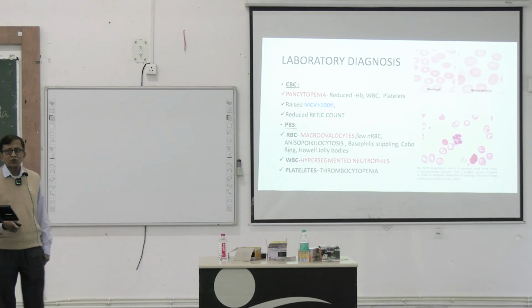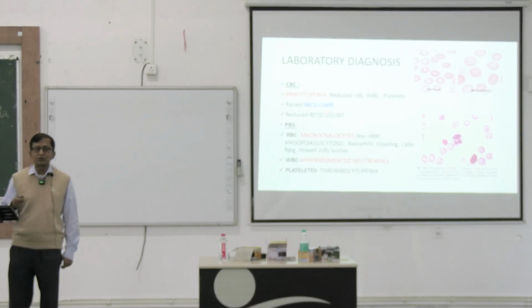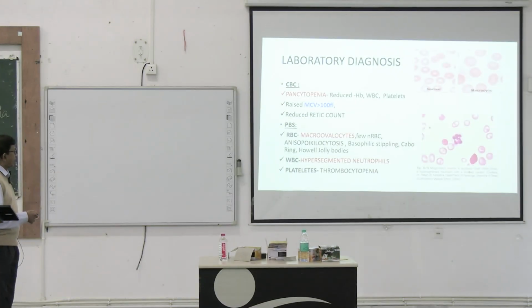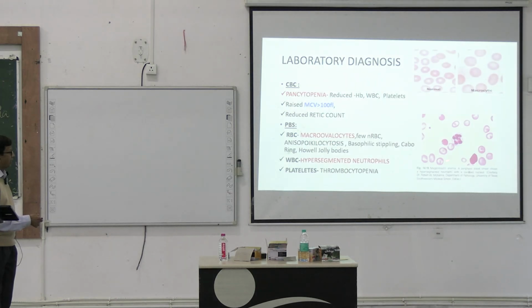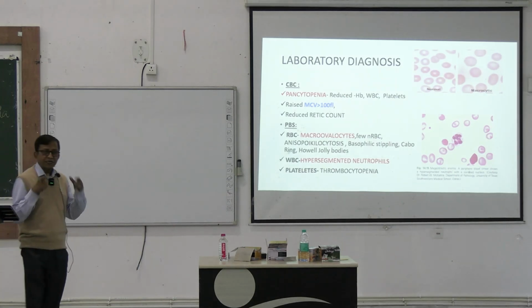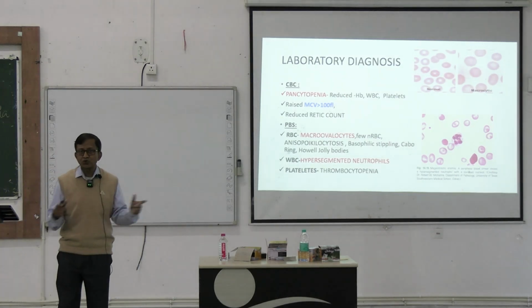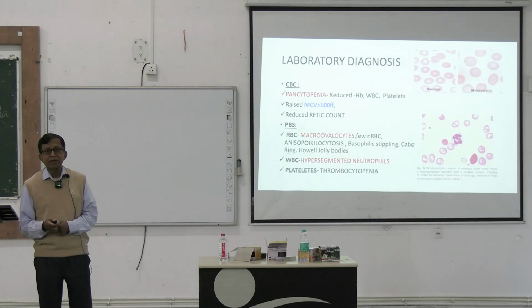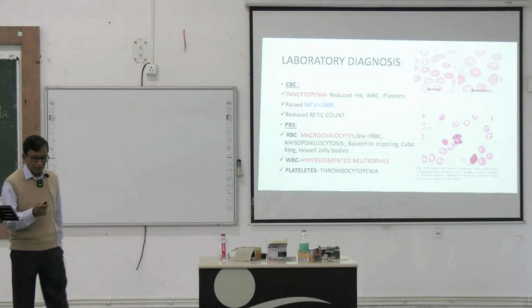Macro-ovalocyte, don't say macrocyte, you say macro-ovalocyte. Anisopoikilocytosis means different in size and shape. So macro-ovalocyte means very big RBC, and hypersegmented neutrophil. When we see these two findings under the microscope, we will say, okay, the patient might be suffering from megaloblastic anemia.